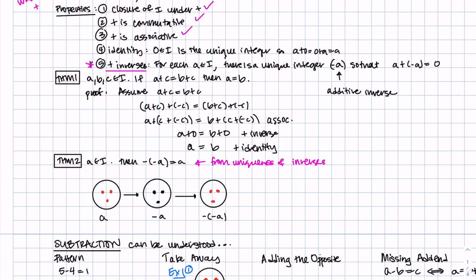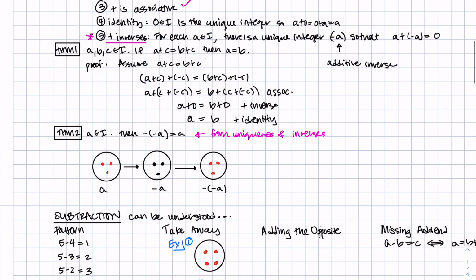Another basic theorem that I thought I would bring up is that if we have any integer a, if I take negative negative a, that's just the same thing as a. And that can be modeled through this little diagram. So even if a is a negative number, we can even assume a is negative, like here a is -3. If I take -3 and I toss a negative, it becomes +3. If I toss a negative again, I get back to myself, to where I started.